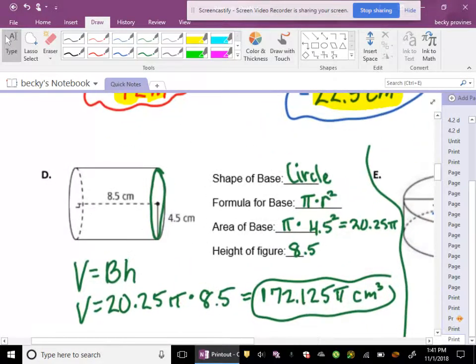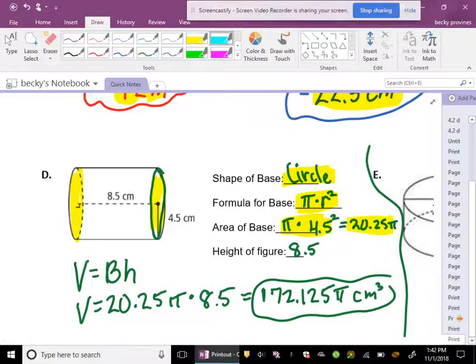Okay, on the next one, this is a cylinder. So the bases are circles. So we're looking here at these two circles. The formula for a circle is pi r squared. So we need to find the area of our base. So my radius is 4.5. So I just plug this in here. Remember, you just take your calculator, take 4.5 and you square it. You just bring over the pi symbol. So I get 20.25 pi.